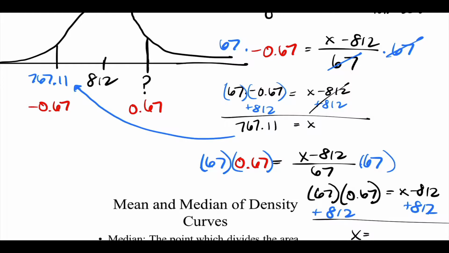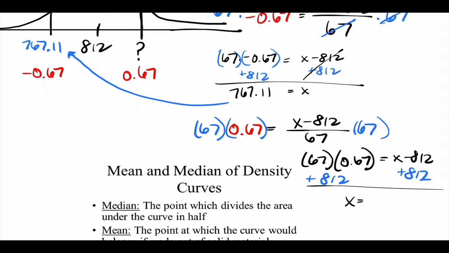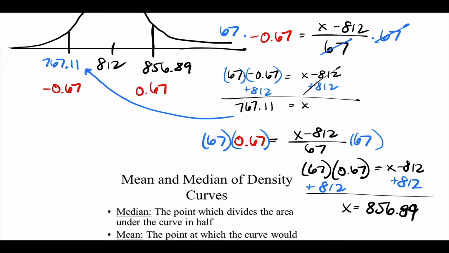And what do you get? 800 something? 856.89. Okay, so that one's going to go here.